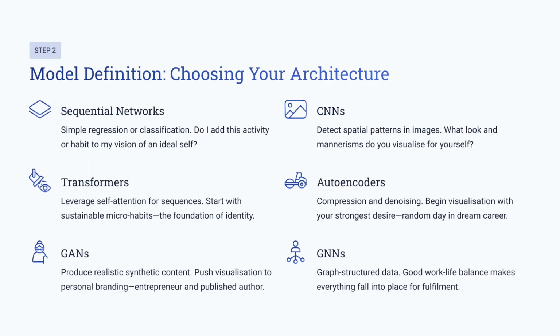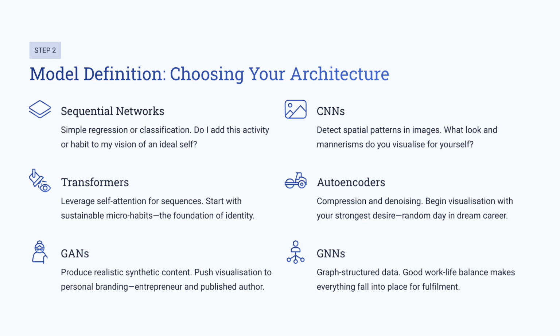At this stage, we define the architecture of the neural network by creating a class that inherits from nn.Module. Common model families include: 1. Sequential networks, suitable for simple regression or classification problems. Do I add this activity, habit, or imagery in my vision of an ideal self? 2. Convolutional neural networks, which detect spatial patterns in images and video. What are the look and mannerism you visualize for yourself?